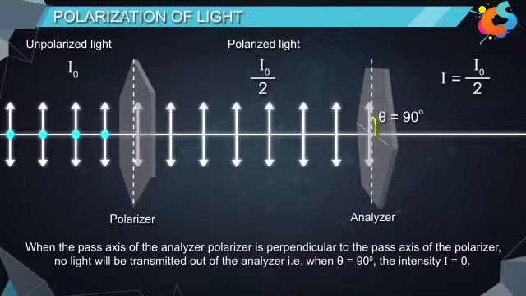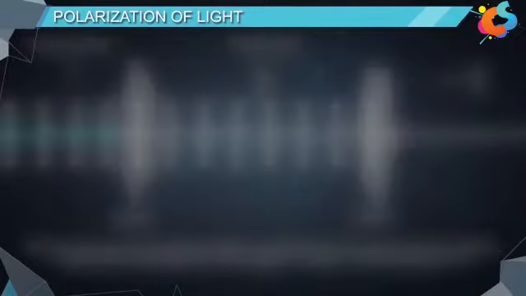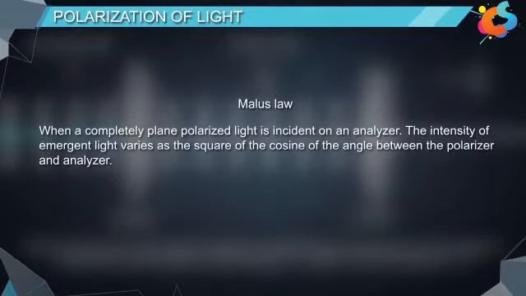Now, Malus' law states that when a completely plane polarized light is incident on an analyzer, the intensity of emergent light varies as the square of the cosine of the angle between the polarizer and analyzer. That is, I is equal to I0 cos squared theta.